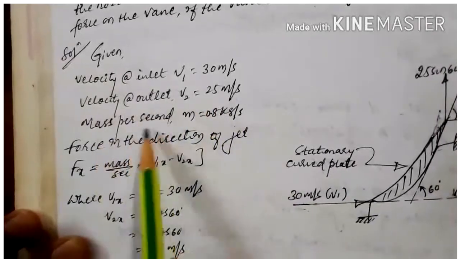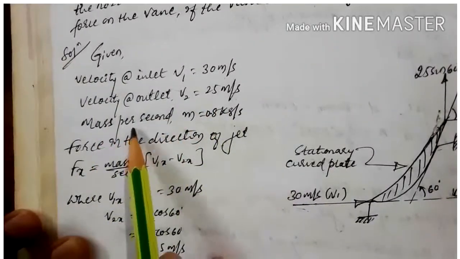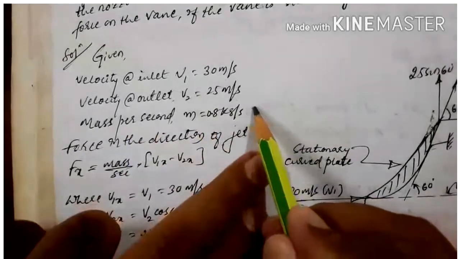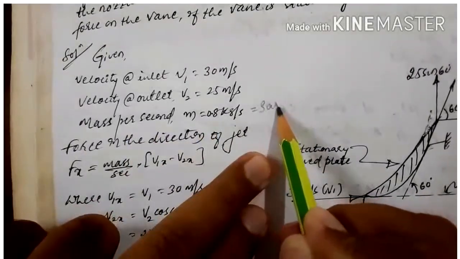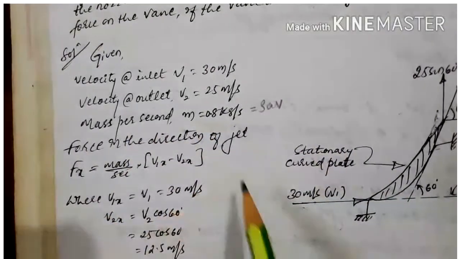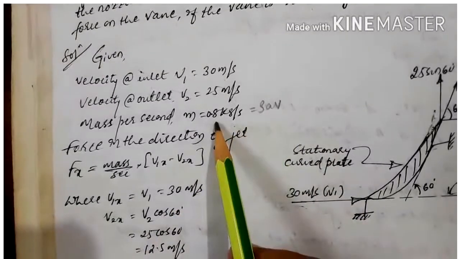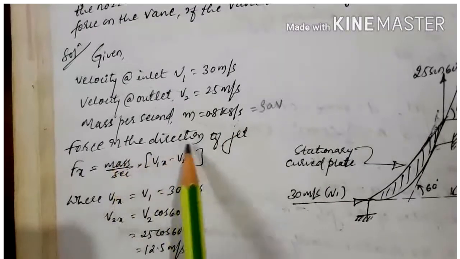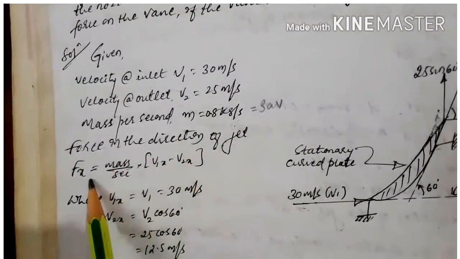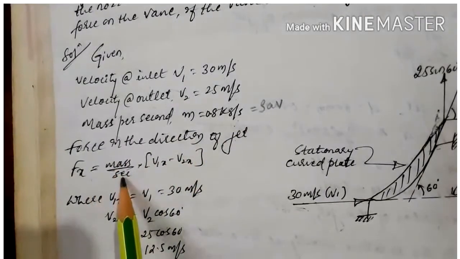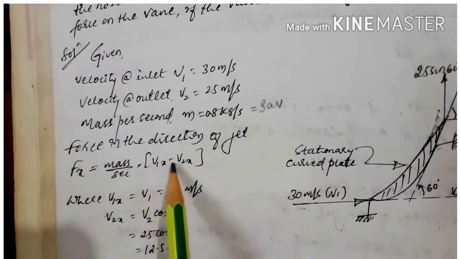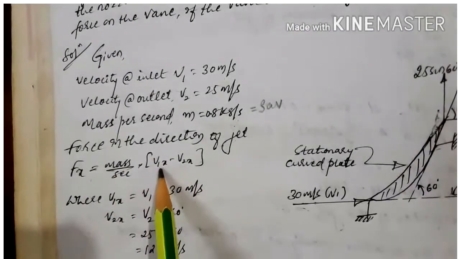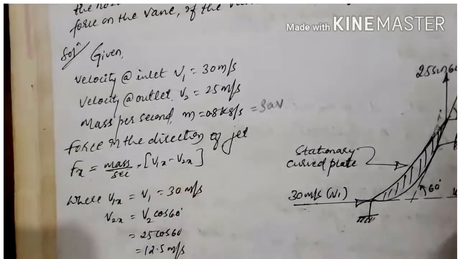Then the mass per second, that is rho AV, is directly given as 0.8 kg per second. The force in the direction of the jet, the formula we know: Fx is mass per second into initial velocity minus final velocity, that is V1x minus V2x.